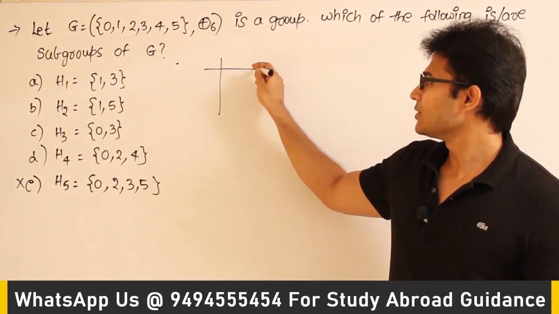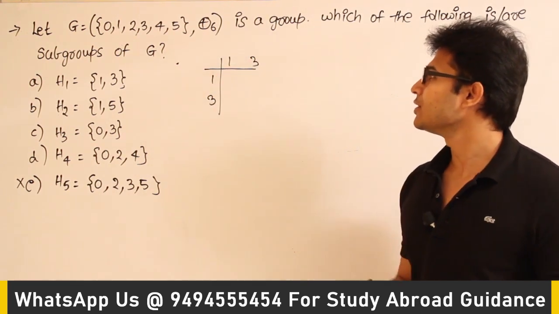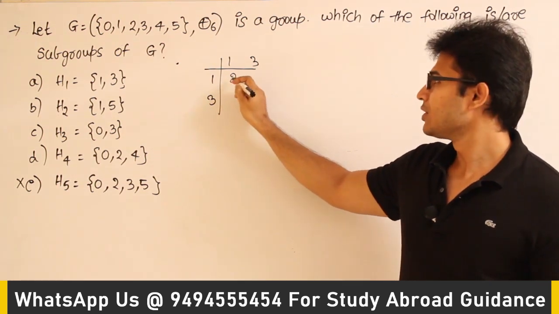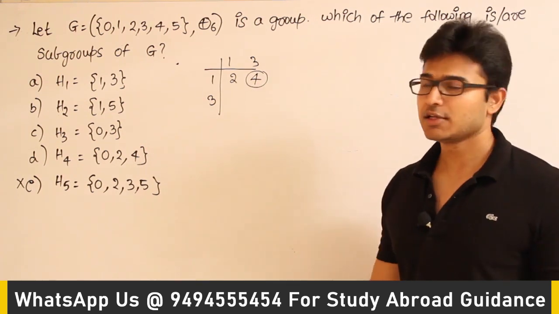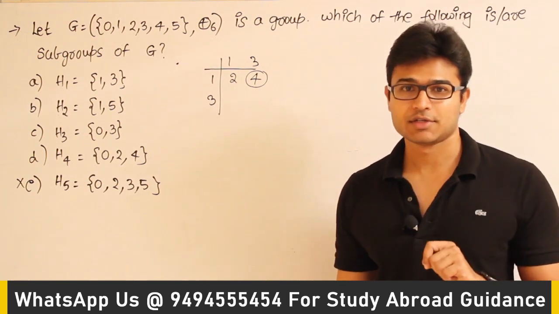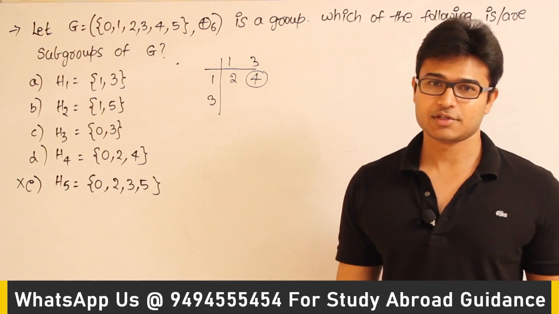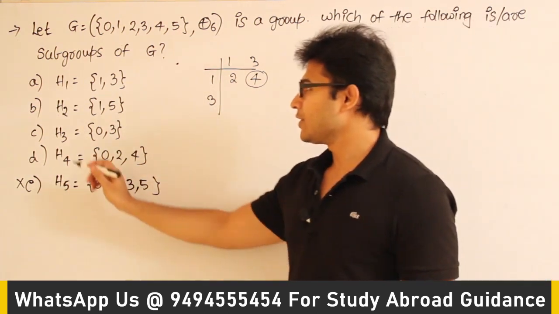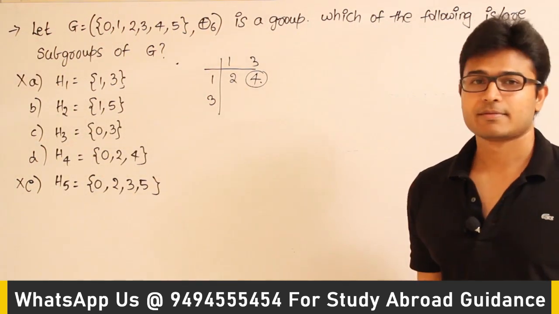Now 1 and 3, I am checking for H1. 1 and 3, now 1 plus 1 addition modulo 6 is 2 and 1 plus 3 addition modulo 6 is 4. Now we got an element which does not belong to H1, right? Which means H1 is not closed. So a subset is going to be a subgroup only if it is closed, but since it is not closed, we can say that it is not a subgroup. Therefore this one is not a subgroup. Got it? So the reason is this one.